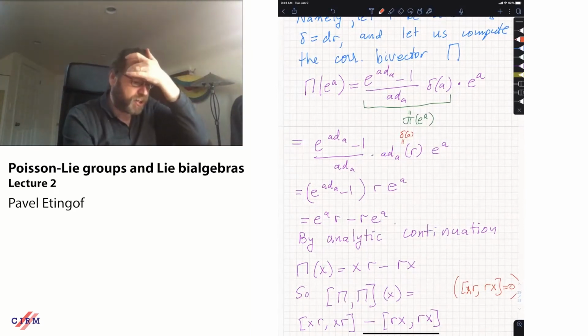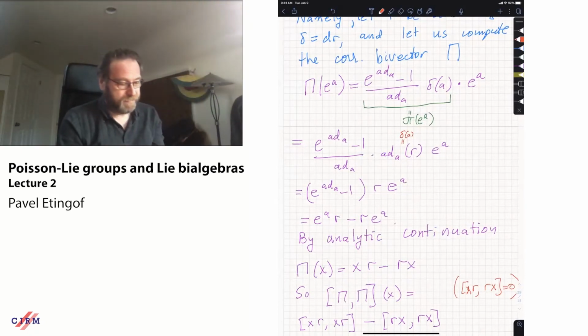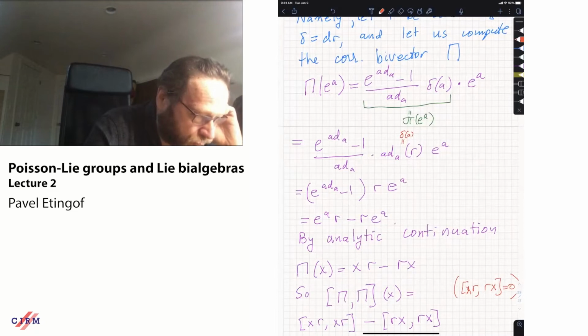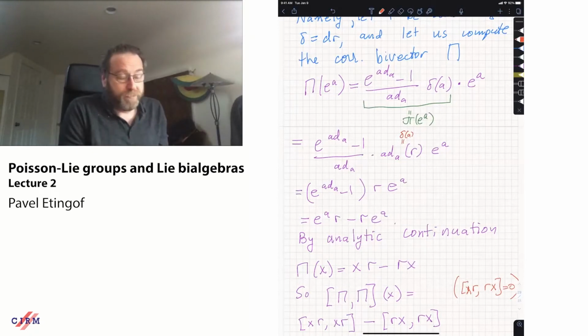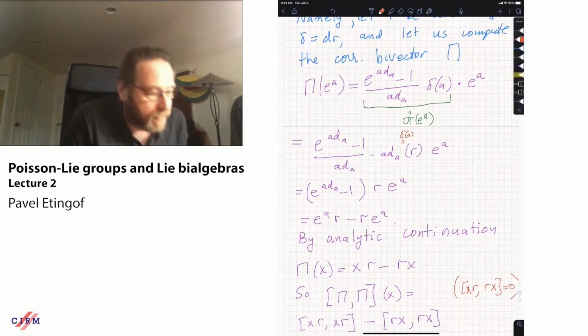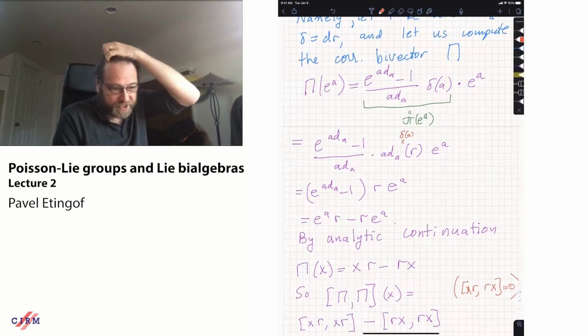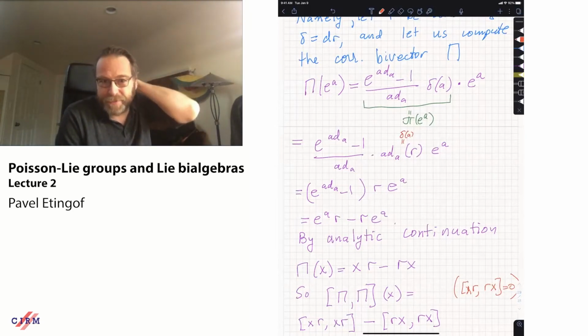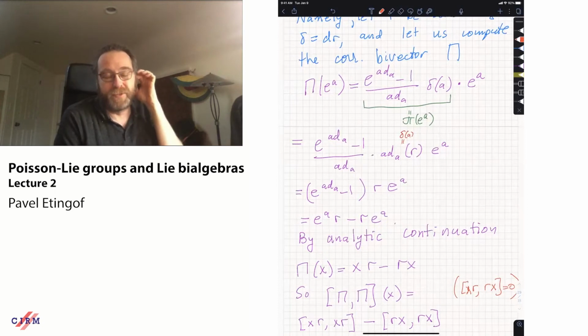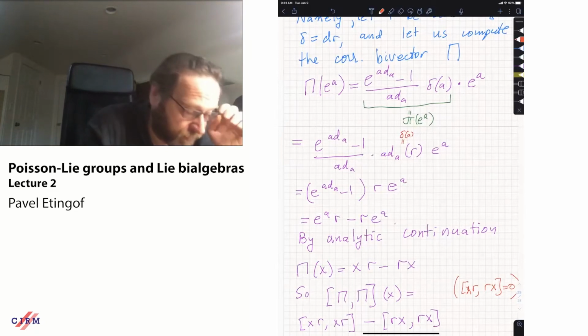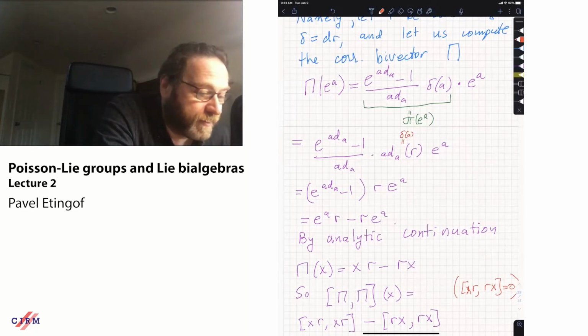And so by analytic continuation, or by using the cocycle condition, you can say that this actually holds for every x, not just for x of the form e to the a. So pi of x is xR minus Rx. This shows that the Poisson bivector of a Poisson-Lie group corresponding to a coboundary Lie bialgebra is going to have a very simple form. We just take this R and we spread it by left translations and spread it by right translations, and then take the difference. The Poisson bivector is just the difference of those two: the left invariant bivector field corresponding to R and the right invariant bivector field corresponding to R. So that formula is extremely convenient for calculation.